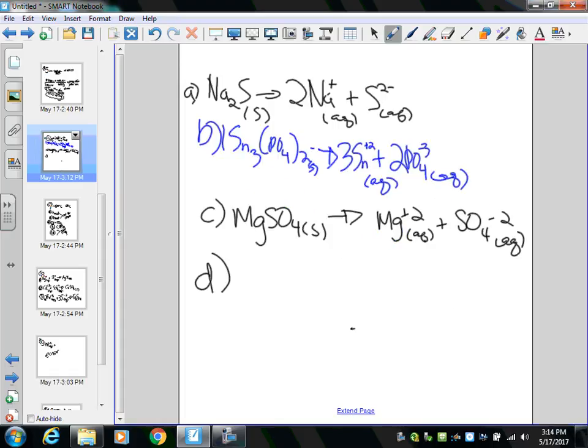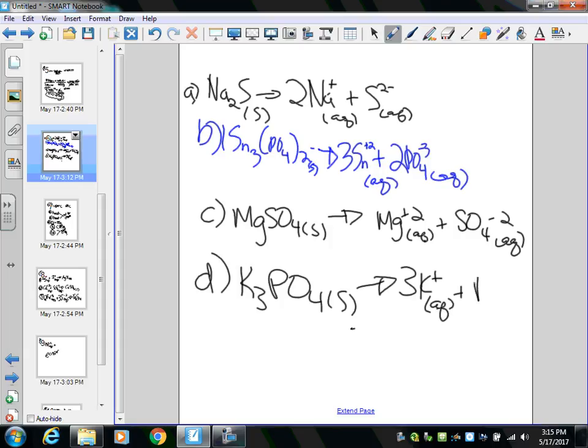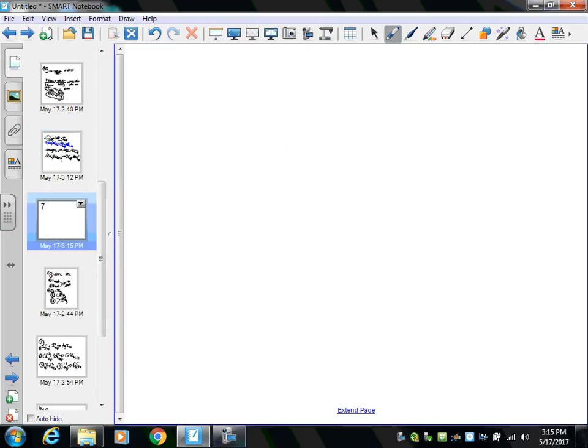Moving on to D, Ca3(PO4)2, solid, would give me 3 Ca2+ aqueous, plus my phosphate ion, which is aqueous. We're good? Can I just go on to the next page, or does anybody need me to stop? Moving on. So we've done 2, we already did 3, we talked about 4, right? And 5? So we're on to 6?